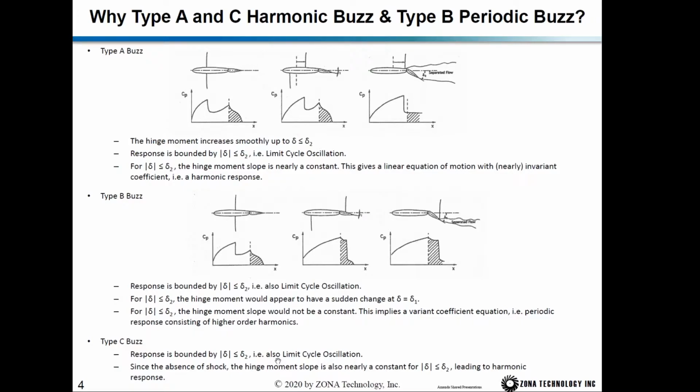For type B buzz, if you look at the hinge moment, once the shock crosses the hinge line, all of a sudden you have a sudden increase of the hinge moment. Therefore, the hinge moment slope is not constant. Therefore, the equation of motion is a linear equation with a varying coefficient, and the solution of this type of equation is periodic.